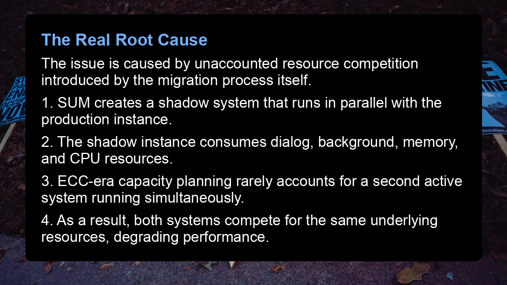1. SUM creates a shadow system that runs in parallel with the production instance. 2. The shadow instance consumes dialogue, background, memory, and CPU resources. 3. ECC-era capacity planning rarely accounts for a second active system running simultaneously. 4. As a result, both systems compete for the same underlying resources, degrading performance.